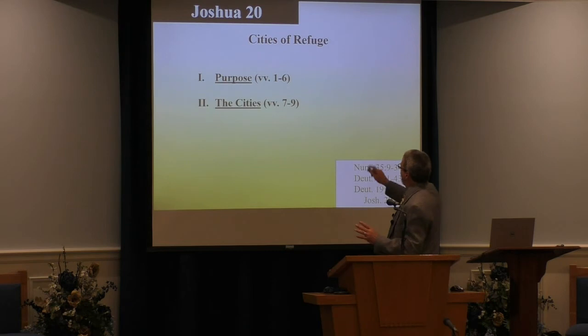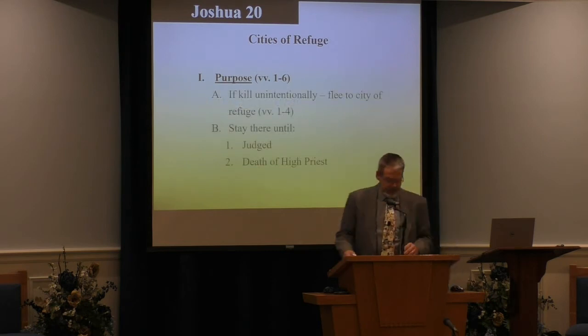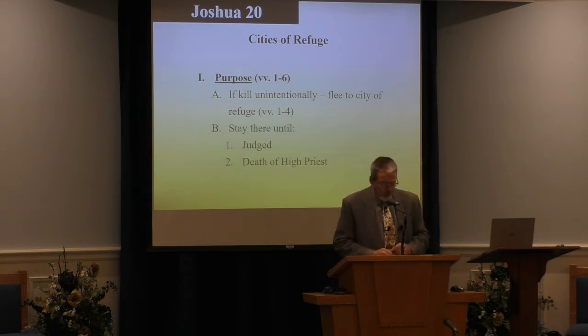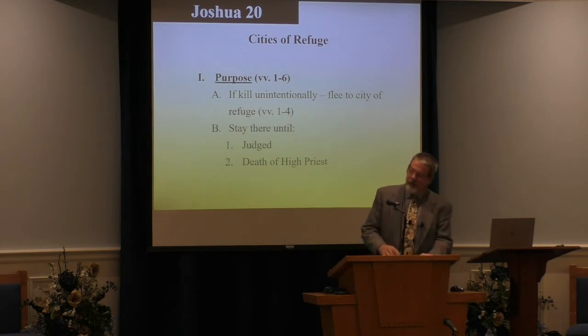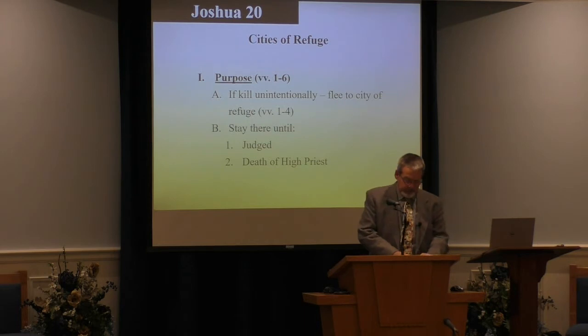So again, two things happen here. We have the purpose, and then we have the city. So let's talk about the purpose. Only nine verses here. Verses 1 to 4, if one kills unintentionally, they were to flee to the city of refuge. I want you to notice at verse 2, this is where the reference is made and why we went back to those other references. The Lord spoke to Joshua and said, speak to the children of Israel, saying, appoint for yourselves cities of refuge of which I spoke to you through Moses.